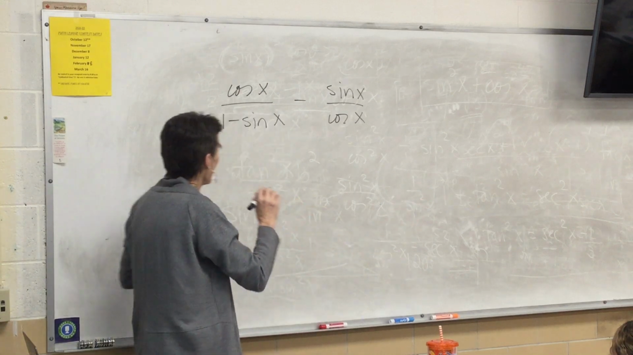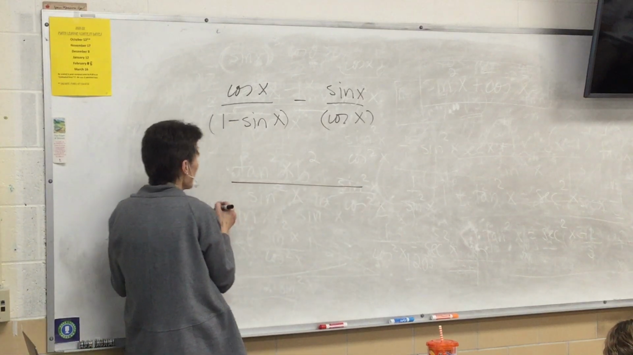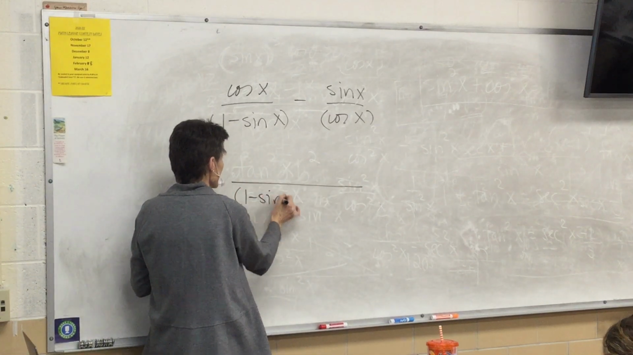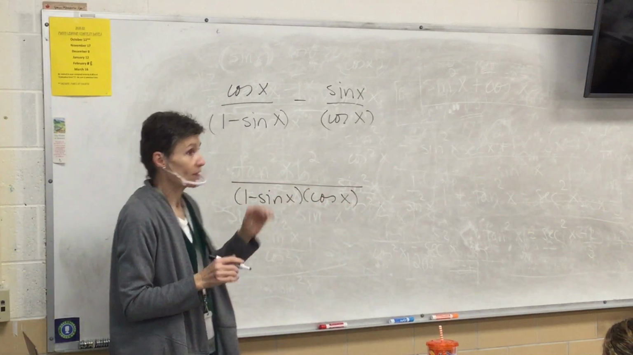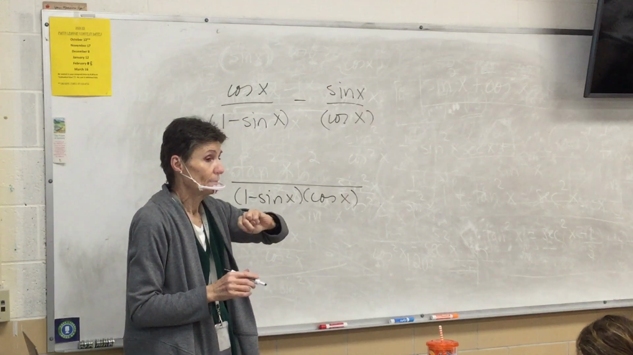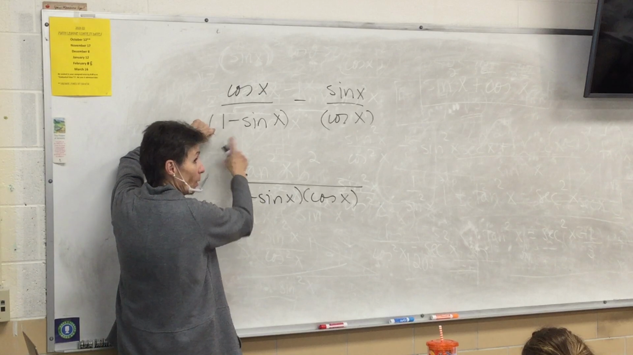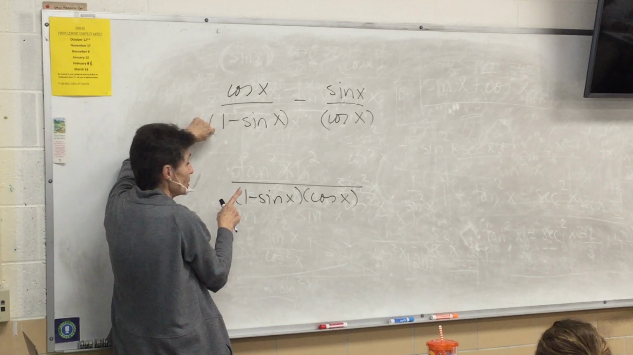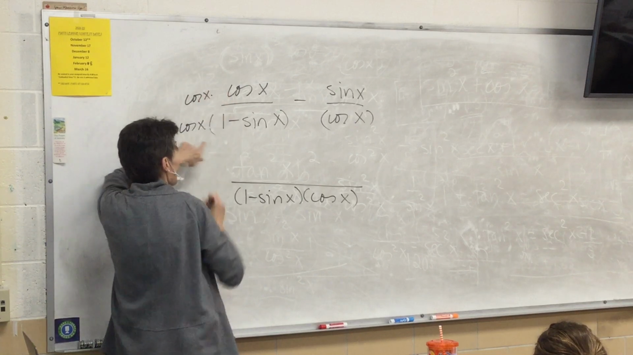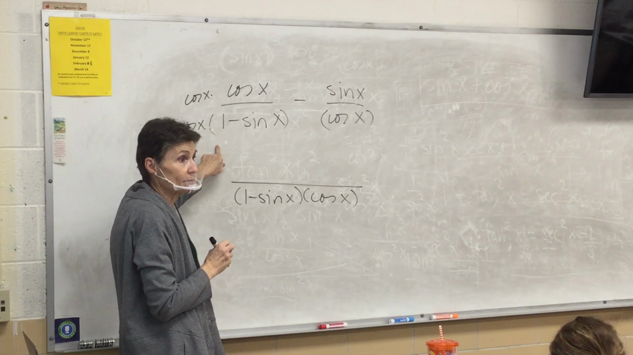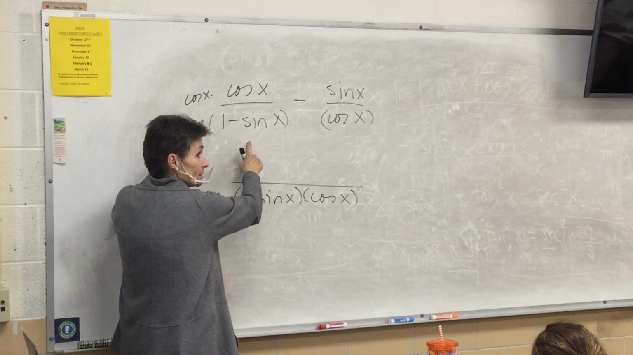Okay? So our common denominator will be those two pieces. Our common denominator will be (1 minus sine) times cosine. That's my common denominator. The common denominator is both pieces. Now, this one already has the 1 minus sine part, so it needs just the cosine part. So I'm going to multiply top and bottom by cosine. Now, does it have the common denominator? Yep.